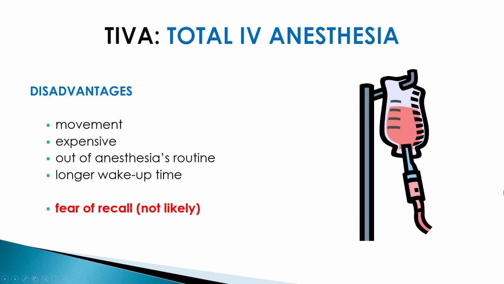The disadvantage to TIVA without neuromuscular blockade is there's possible movement in the field. It's expensive because you're giving more IV anesthesia. It's sometimes out of the anesthesiologist's routine, so that makes people uncomfortable. And they often have a longer wake-up time. It takes a little more time for these drugs to wear off. And the biggest fear when we first started doing TIVA all these many years ago is fear of recall, where the patient wakes up on the table and they remember or feel pain and they remember being in surgery.